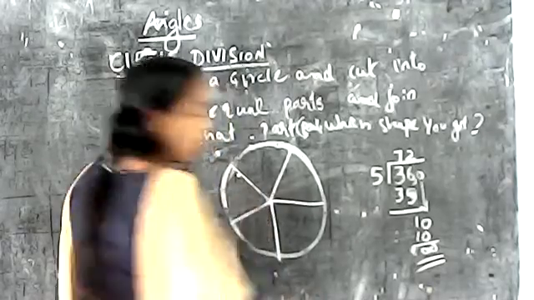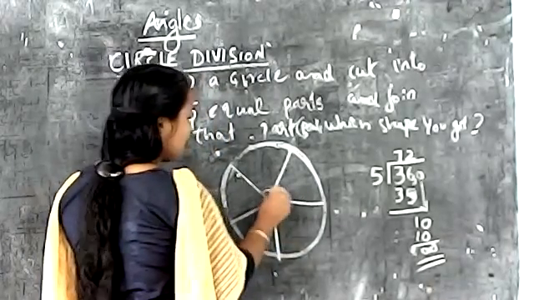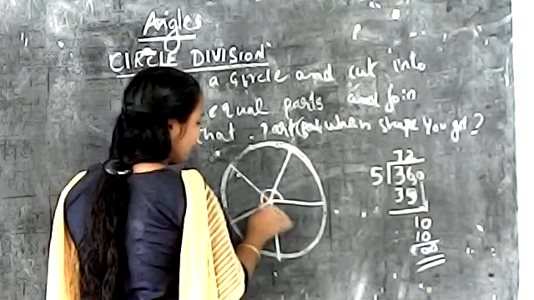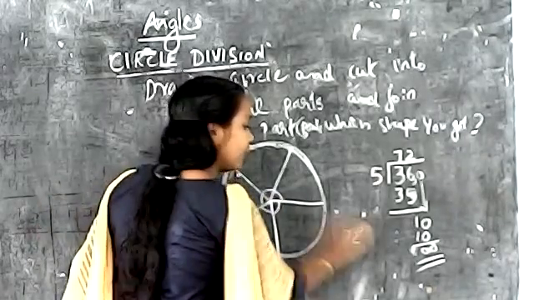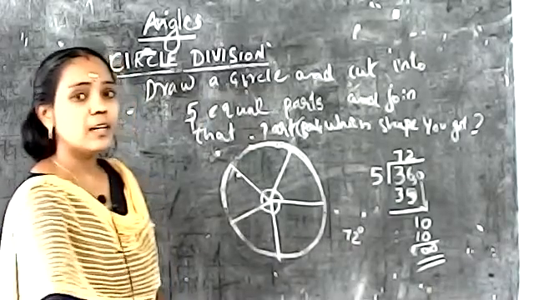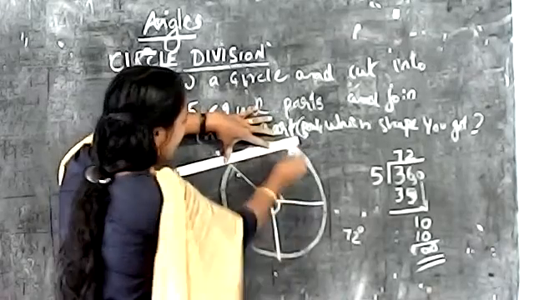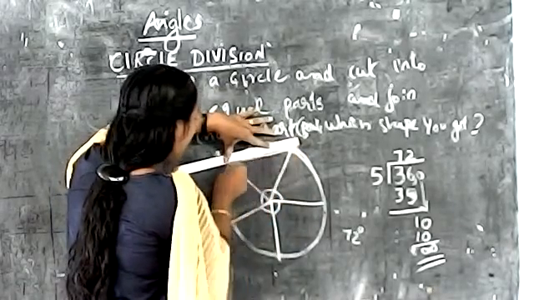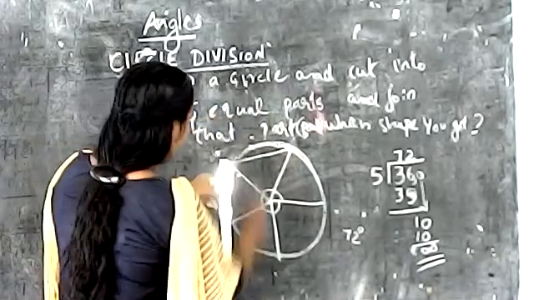Okay. How many angles did you get now? 1, 2, 3, 4, 5. 5 angles, each measuring 72 degrees. Next one. What is the next step? Join those points. The points you got on the circle, you want to join them.